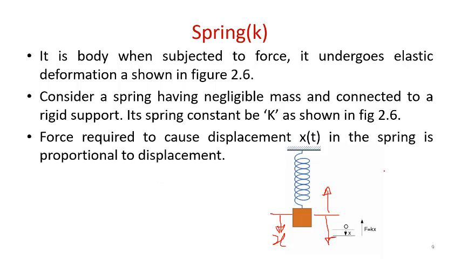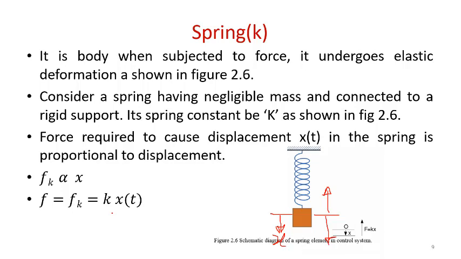So the force required for causing the displacement x of t in the spring is proportional to displacement. Hence this is given as F_k is proportional to x, that is displacement. When we remove the proportionality, we bring in a constant, so the applied force is equal to the resistive force, that is F_k is equal to k into x of t, where k is also called the spring stiffness constant. The spring stiffness constant is in Newton per mm or Newton per meter also. It is represented as a small letter k.